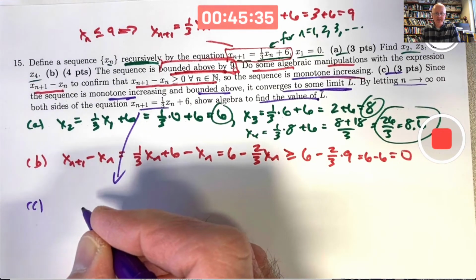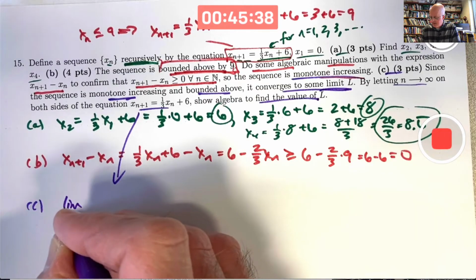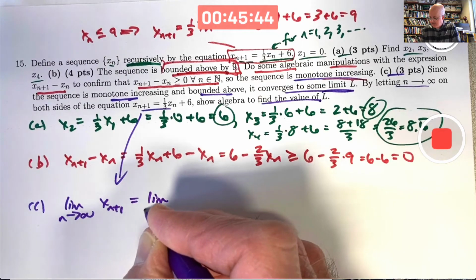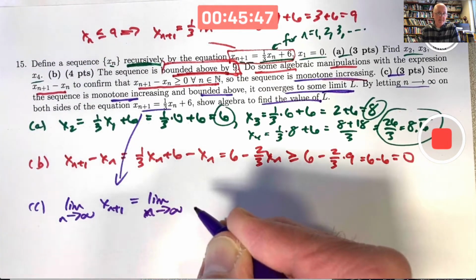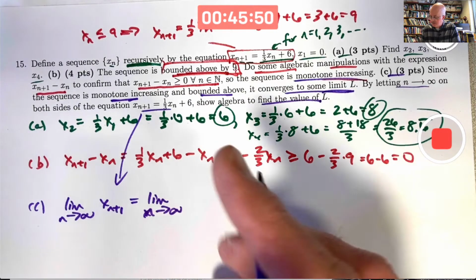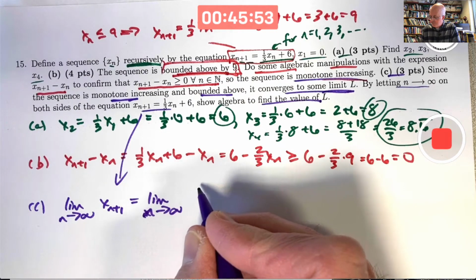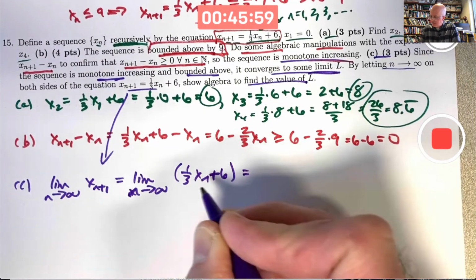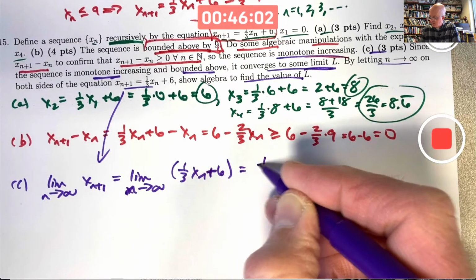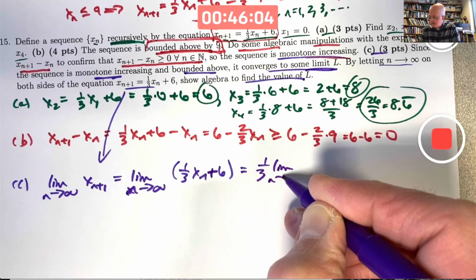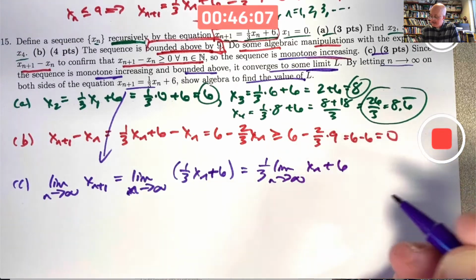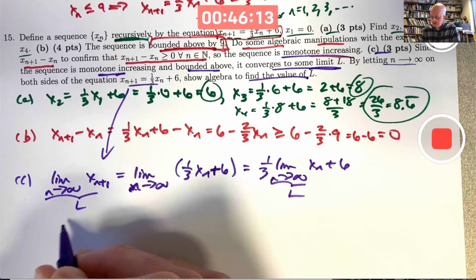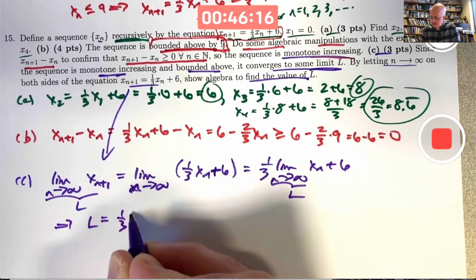Okay, so we take the limit as n goes to infinity. The limit as n goes to infinity of xn plus 1 and the limit as n goes to infinity of xn are going to be the same thing, because they're essentially sequences that are just shifted from each other. By algebraic properties of limits of sequences, I can write the right side as 1/3 times the limit as n goes to infinity of xn, plus 6. And then I can replace these limits with L. They are both equal to L, including this one. So L is 1/3 L plus 6.